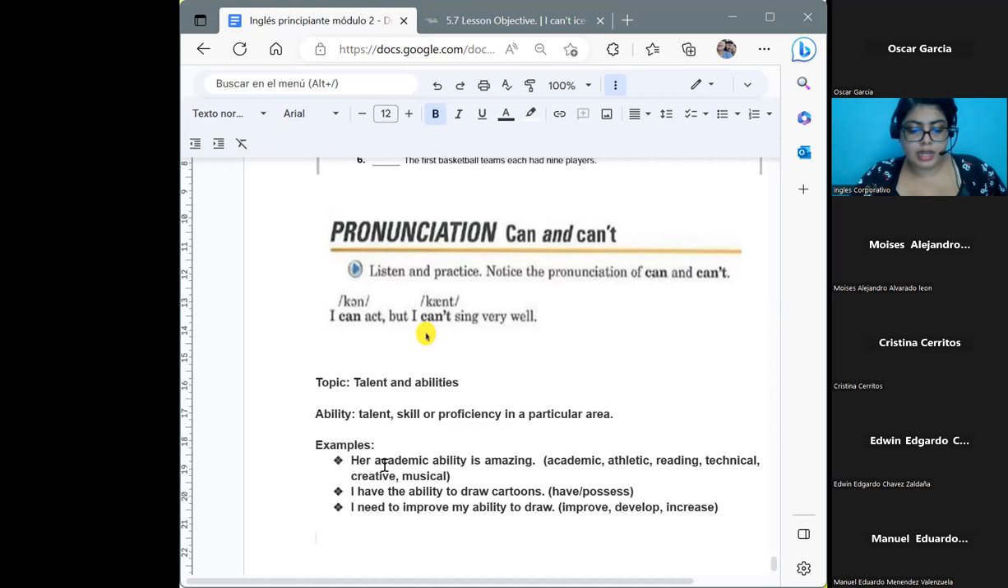Now we have the next one, that is talent. Aquí vamos a ver a qué se refiere talento. These are skills that come naturally to a person, making it easier to master the skill.